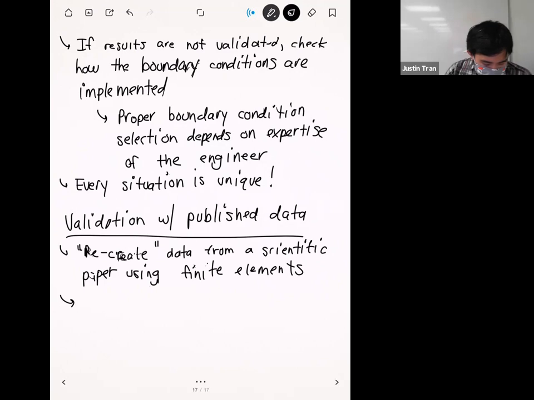All right, but even in cases where you don't have hard data, you can still perform validation against some physically observed phenomena.